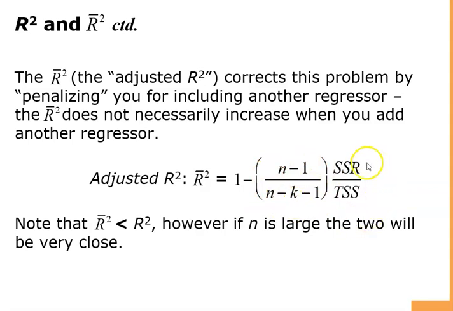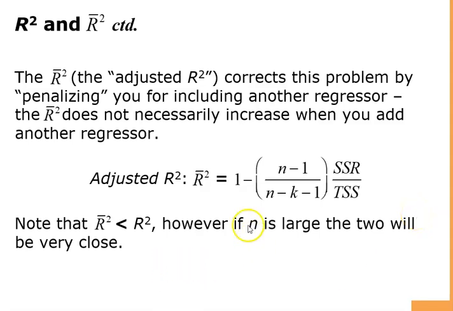So two opposing things are happening when we add the regressor. This fraction will go down in number and this fraction will go up in number. So whichever effect dominates will basically then determine whether adding another regressor increases or decreases your adjusted R square. So for example, if the effect of SSR over TSS dominates, it would mean that R square will actually increase. But if you are being penalized more for adding another regressor, then it would mean that your adjusted R square will actually decrease.